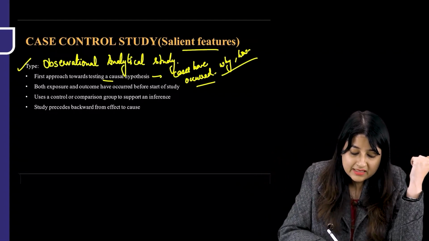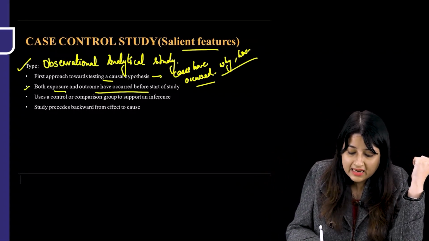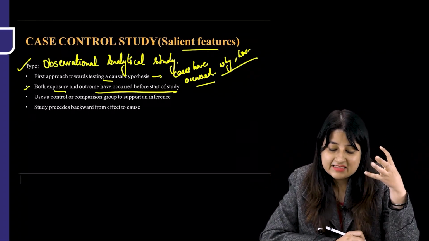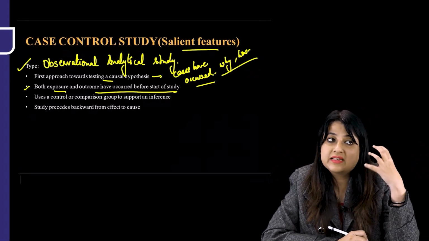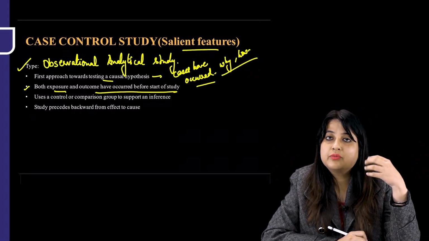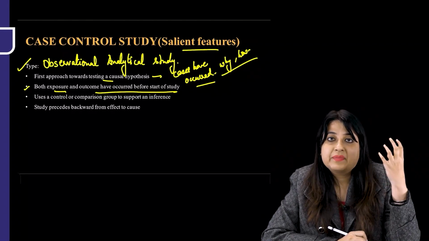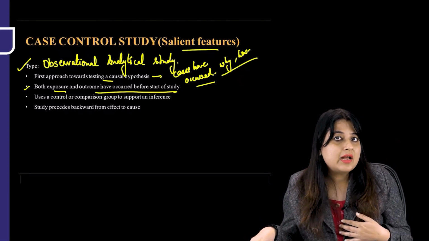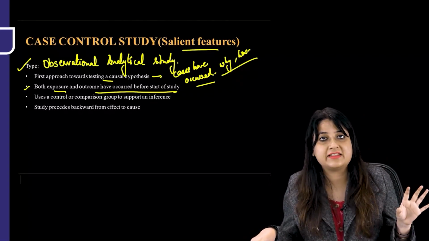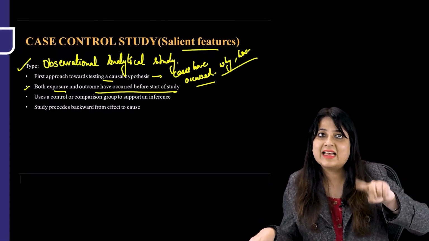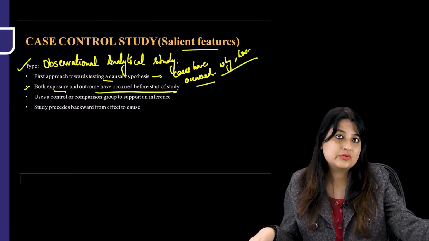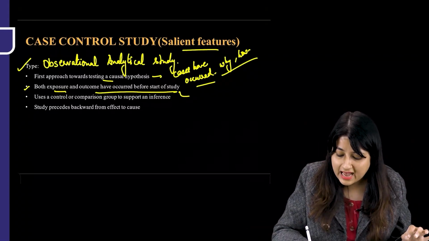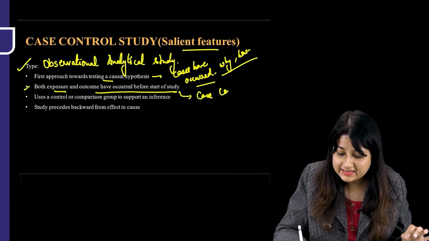Remember the next point: both exposure and outcome have occurred before the start of the study. When you read case control with me, towards the end this point will get more clear to you when we see the basic design also, that in a case control study cases have already occurred. Remember that you are not making cases occur, they are already diseased. Since they are already diseased, that means they have already been exposed also to some risk factors. So always remember, both exposure and outcome have occurred before the start of the study in case control.